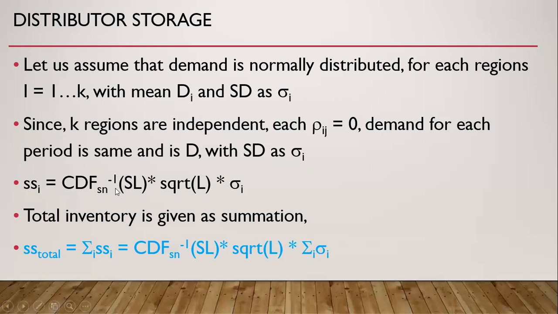So we add up all the safety stock of all the regions. So the SS total, or safety stock total, is equal to the sum of SS of each region, and this is the formula. Because these entities are constant, the summation becomes associated with the standard deviation of each region. So this is the formula for safety stock when there is storage at the distributor level.